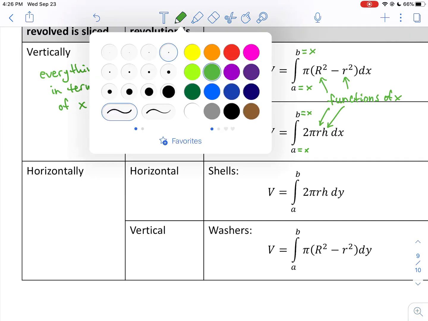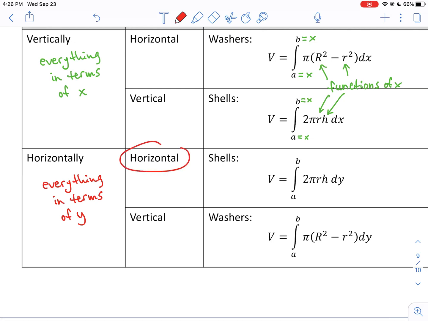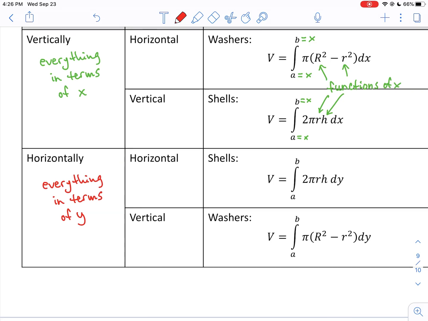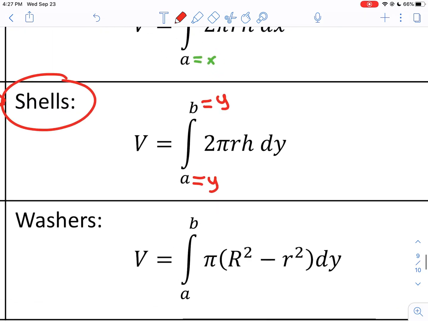Well, what if you decide that you want to do horizontal slices? Then, as you can surmise, everything should just be in terms of y. If you do a horizontal slice and you have a horizontal axis of revolution, in other words, they're parallel, right? When you revolve that slice around, you're going to be making shells. Horizontal combined with horizontal parallel dictates shells. And then everything has to be in terms of y, so these limits should be y coordinates, and the r and h should be functions of y, potentially constants.